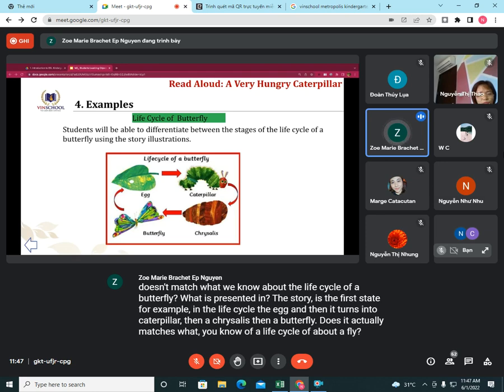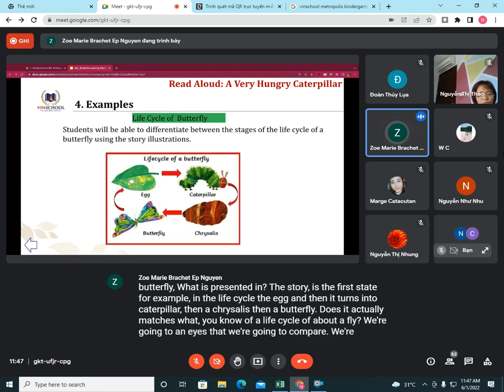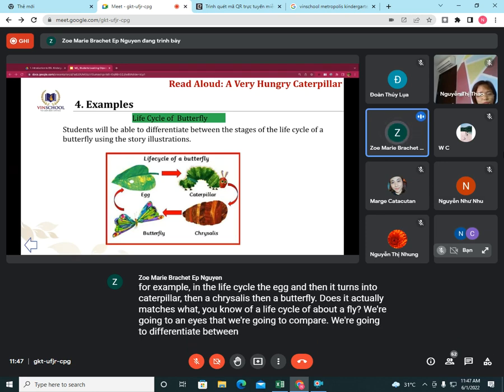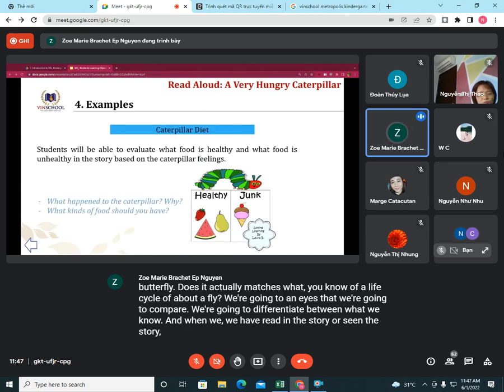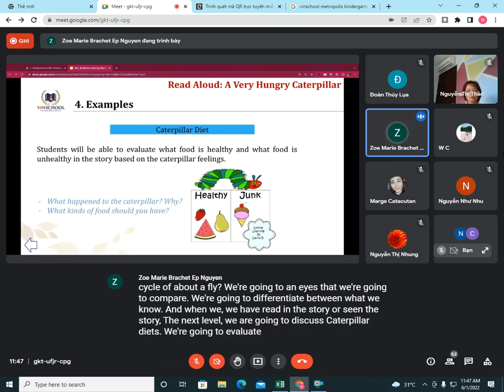We're going to analyze it. We're going to compare. We're going to differentiate between what we know and what we have read in the story or seen in the story. The next level, we are going to discuss caterpillar diets. We're going to evaluate the content of the story.